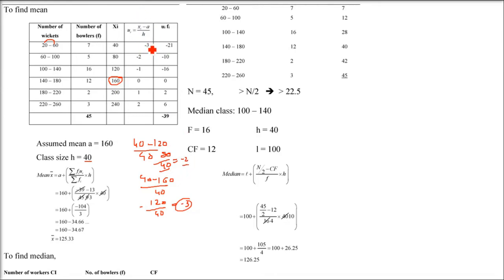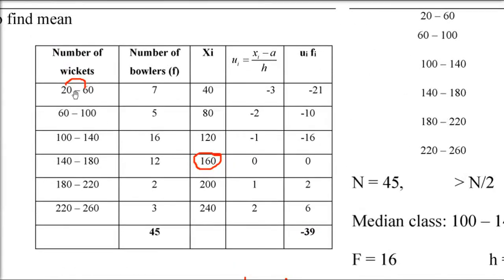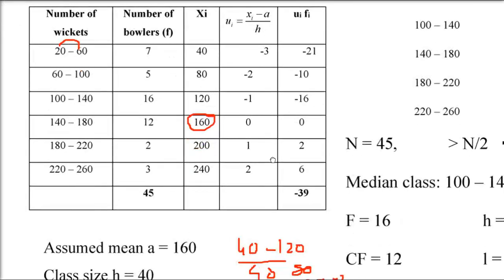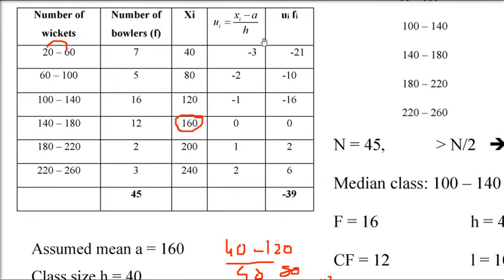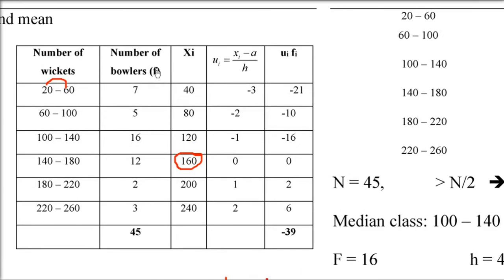So I hope you got the idea how ui we have found out. Ui will be xi minus a by h. We took this first column, added them and divided by 2, that is xi. When we took 160 as the assumed mean, for all the values of xi, that is this column only, we take 40 minus 160 divided by the class interval, that is 40. One of the things I have done already for you. Now ui will come. Now f and ui multiplication you will take, and that will be fi ui.